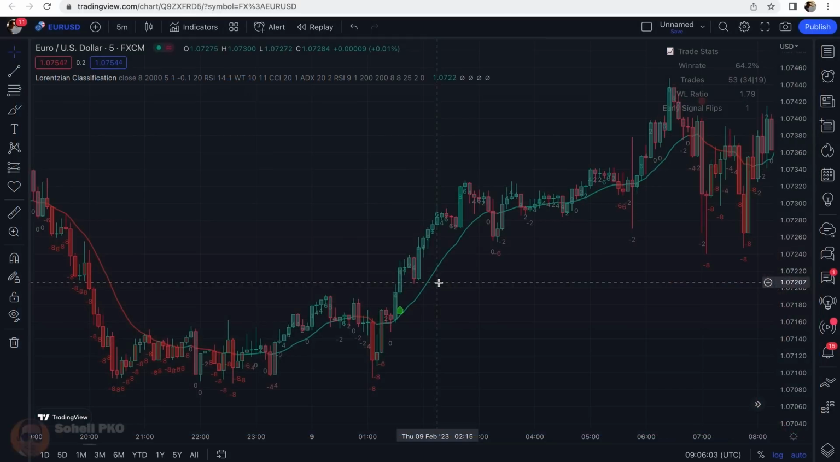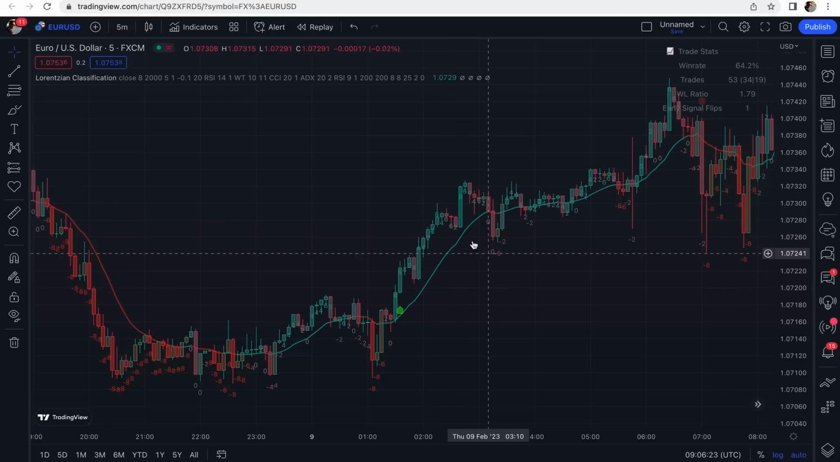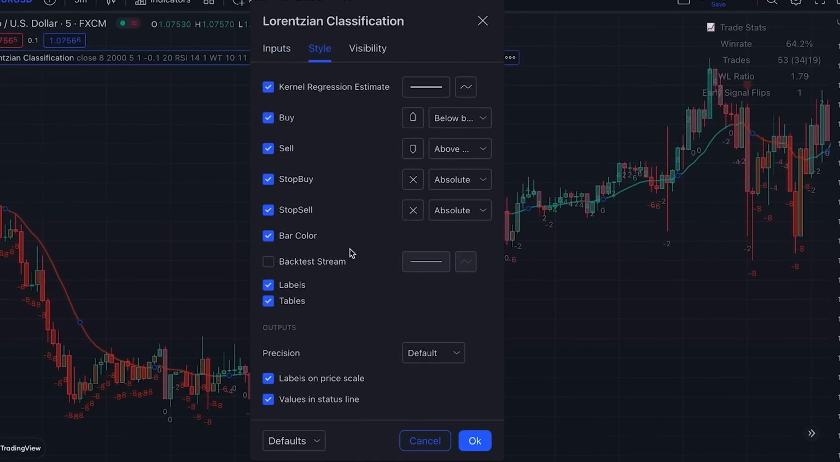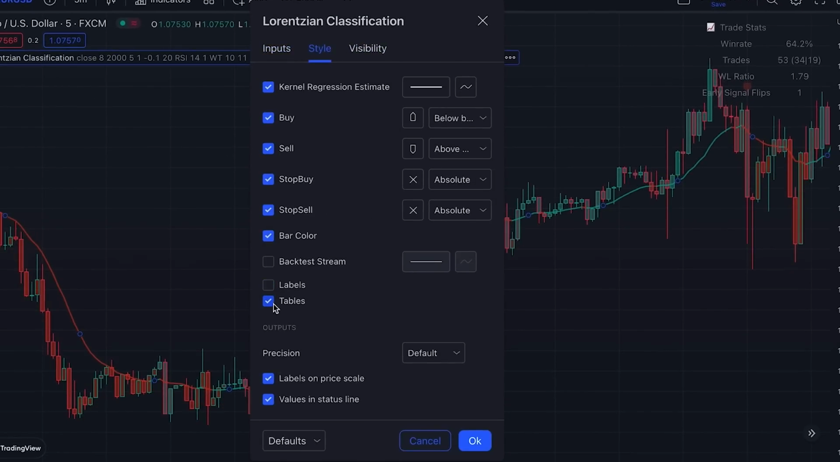I don't get into more details regarding this indicator because I have a complete guide to this indicator. The link is also placed in the description of this video, and you can check it later if you're interested to fully understand this indicator and its components. In this strategy, we only use the generated buy-sell signals and we don't use these numbers. So here in its settings, here in the style tab, we uncheck labels and also the tables.